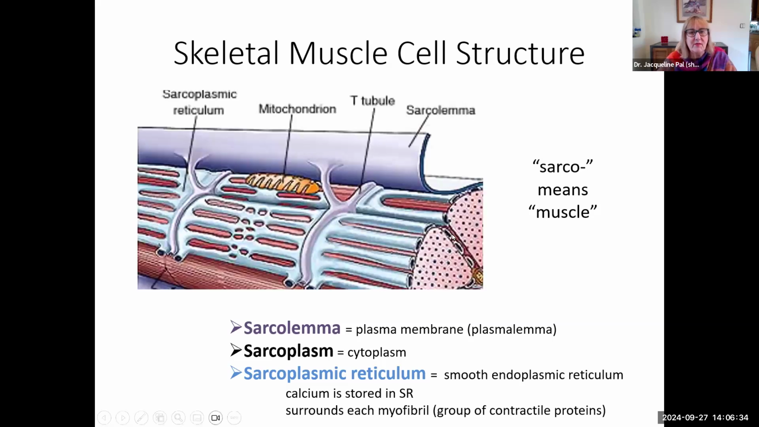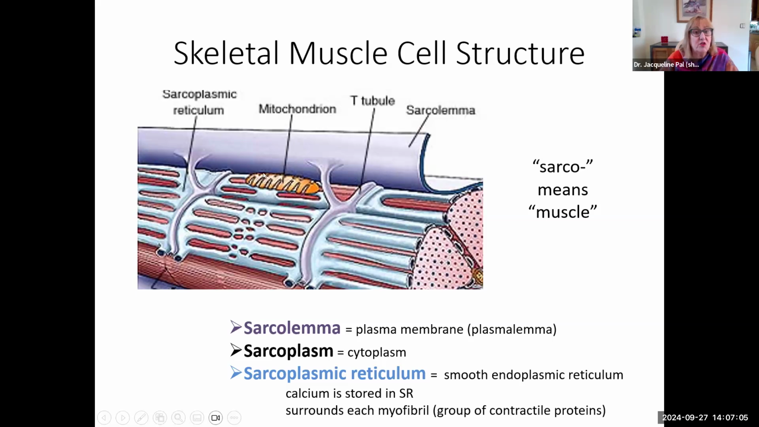So let's look at this picture of an elongated skeletal muscle cell. Here is the plasma membrane, now called the sarcolemma. Notice that if you took your finger and you pushed on the plasma membrane, you would have these little invaginations that would come down, like if you took a piece of fabric and you pushed in on it. Okay, we're going to talk about those on the next slide.